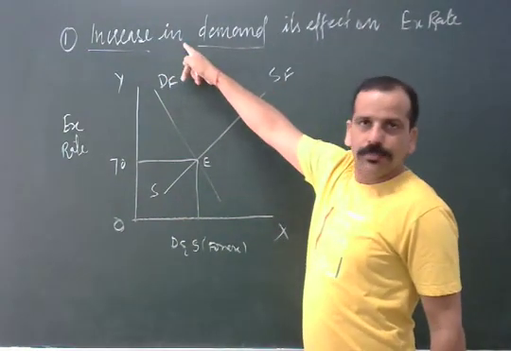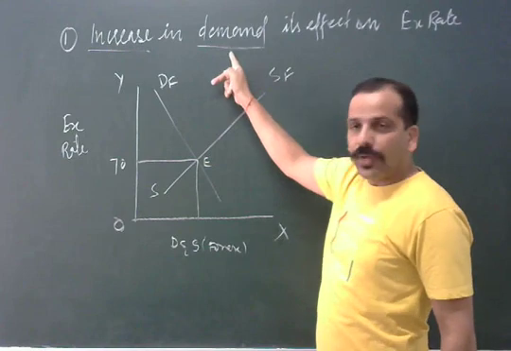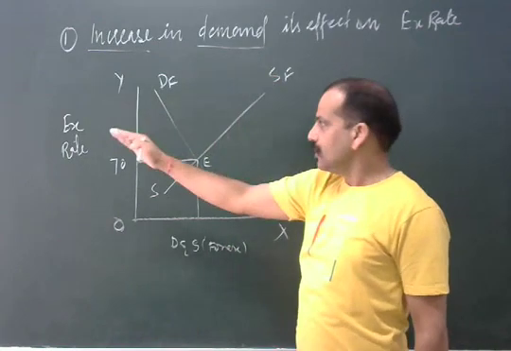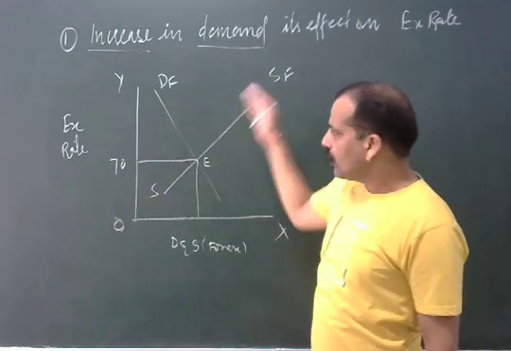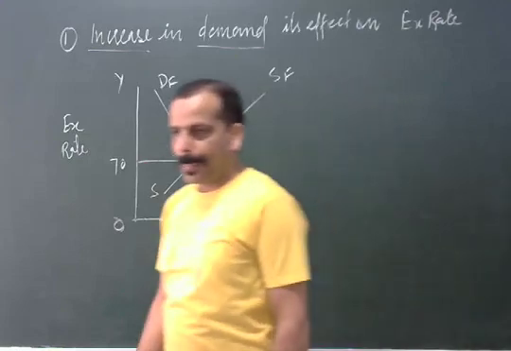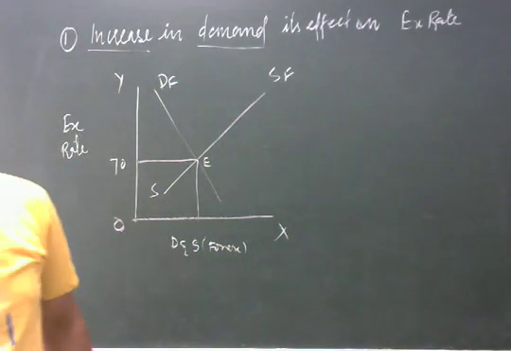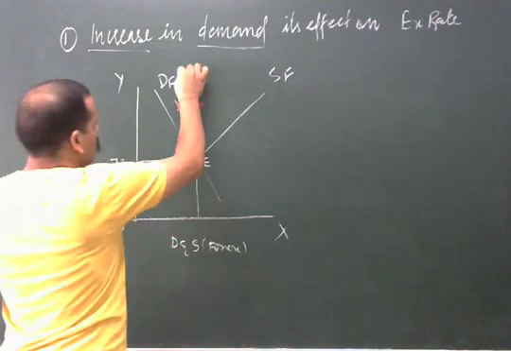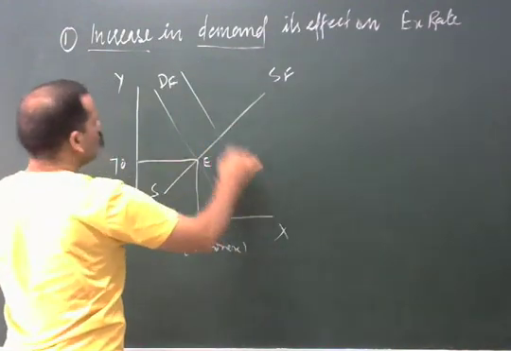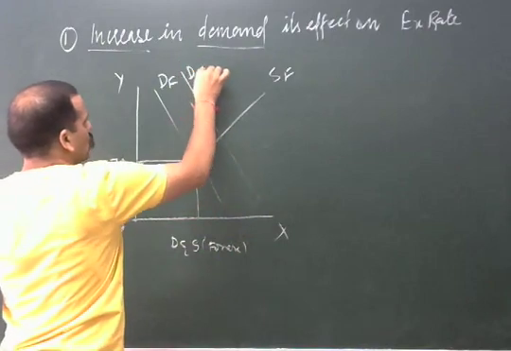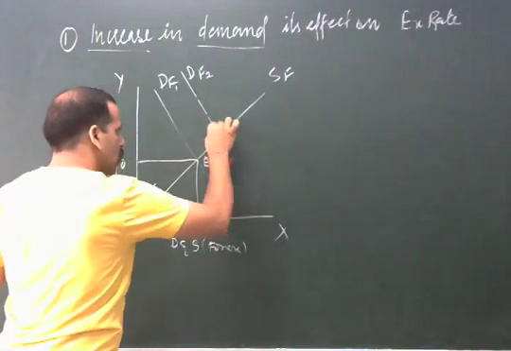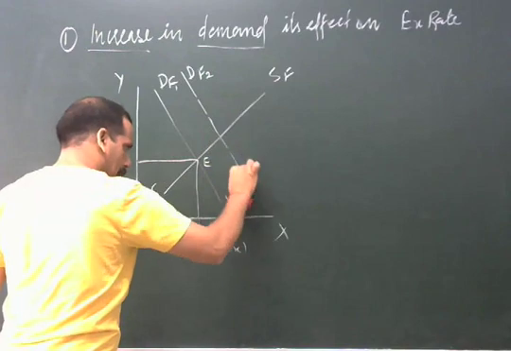Now look at the question: increase in demand. When there is an increase in demand, will the demand curve shift right, left, upward or downward? Upward side, good. So the demand curve for foreign exchange shifts. This is the first and this is the second, shown as a broken line.